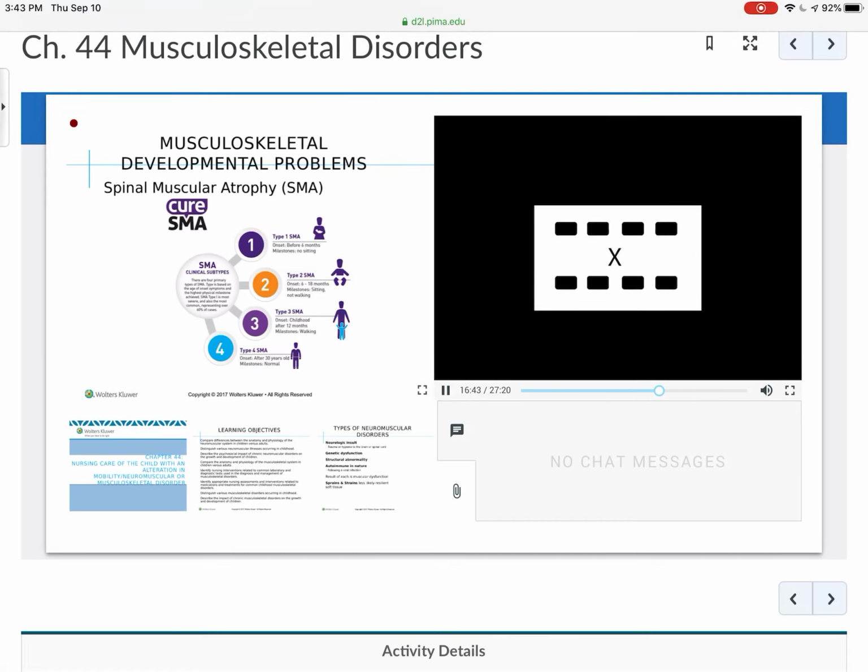There's a couple that have 2 kids with it, and the one was recently diagnosed when I had seen them a couple years ago. And there is some medication now that they're trying. It's like a trial to see if it will decrease the progression of the disease.